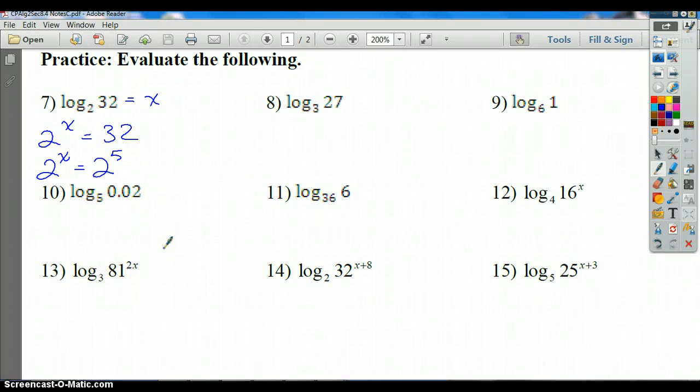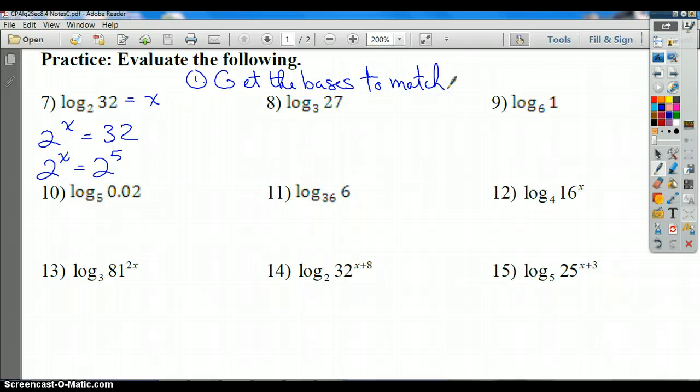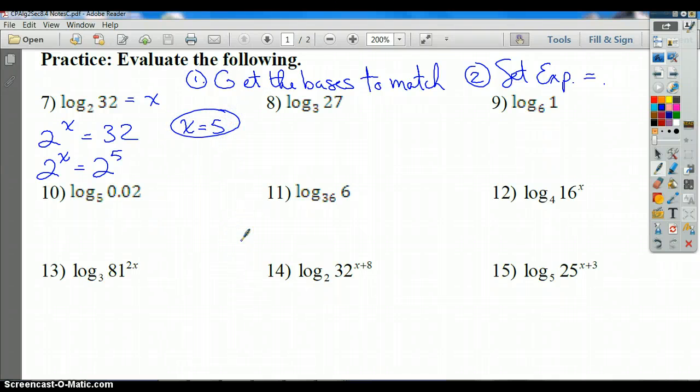Now, to do these, the first thing you want to do is get the bases to be the same. After you do that, set your exponents equal to each other, and then you can solve for x. So, you can see my bases are the same, 2 and 2 are the same, so x equals 5. Finish.